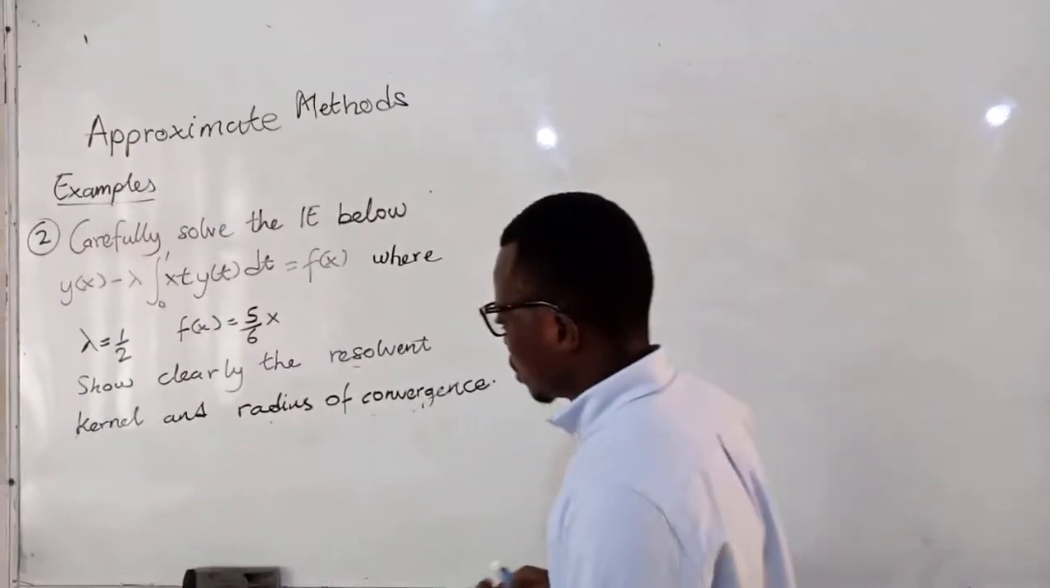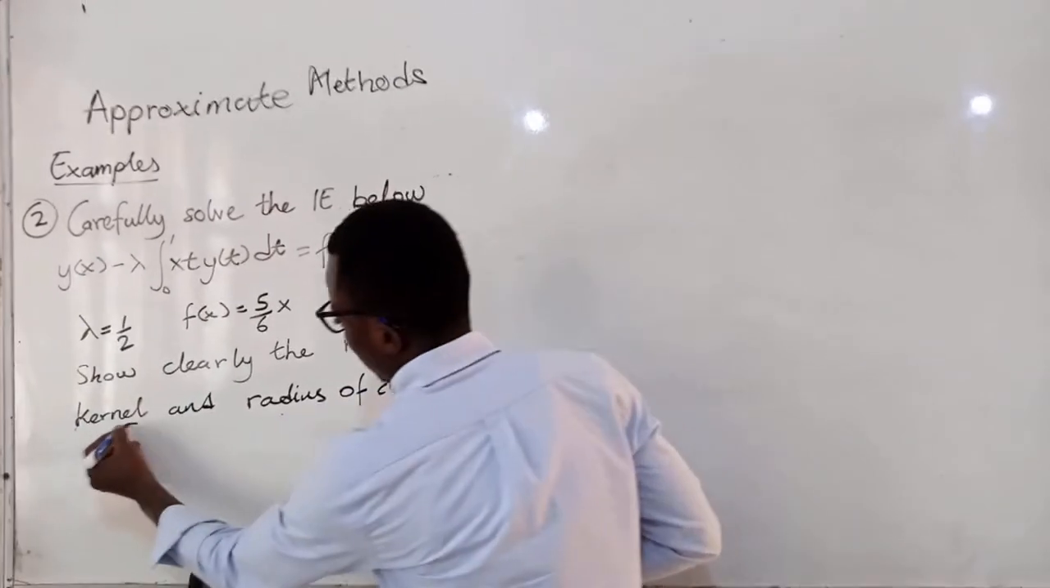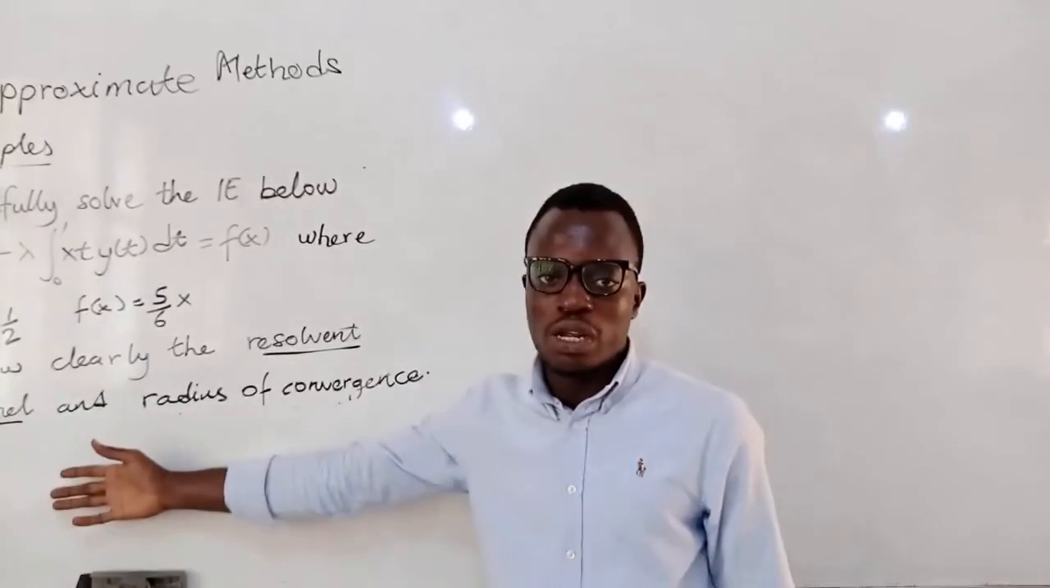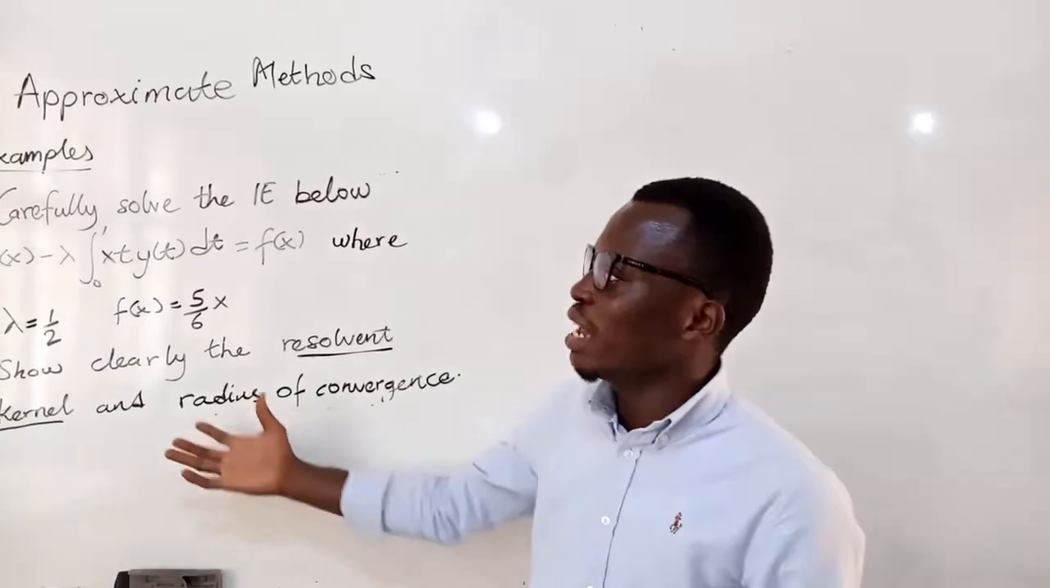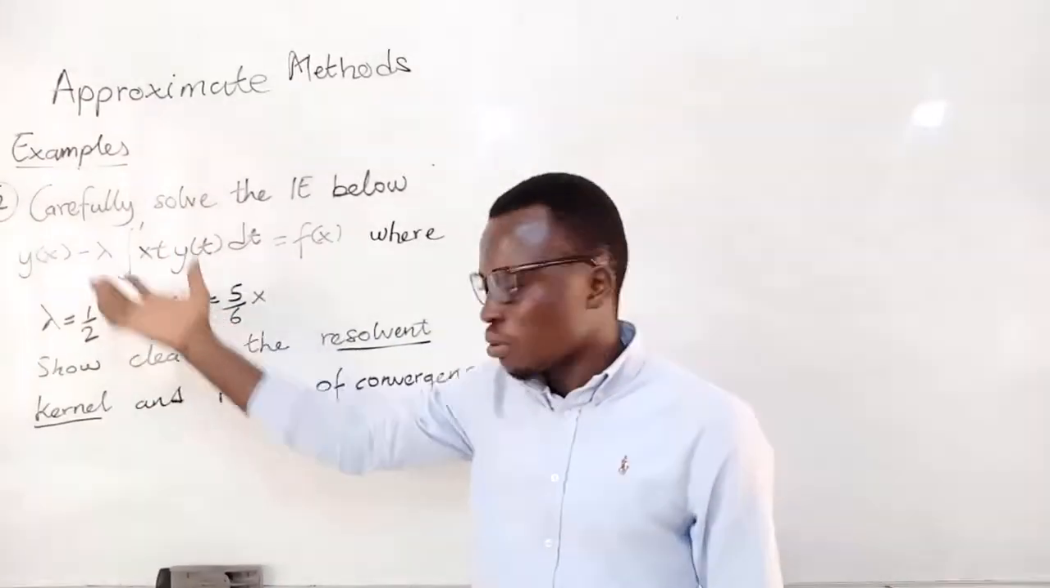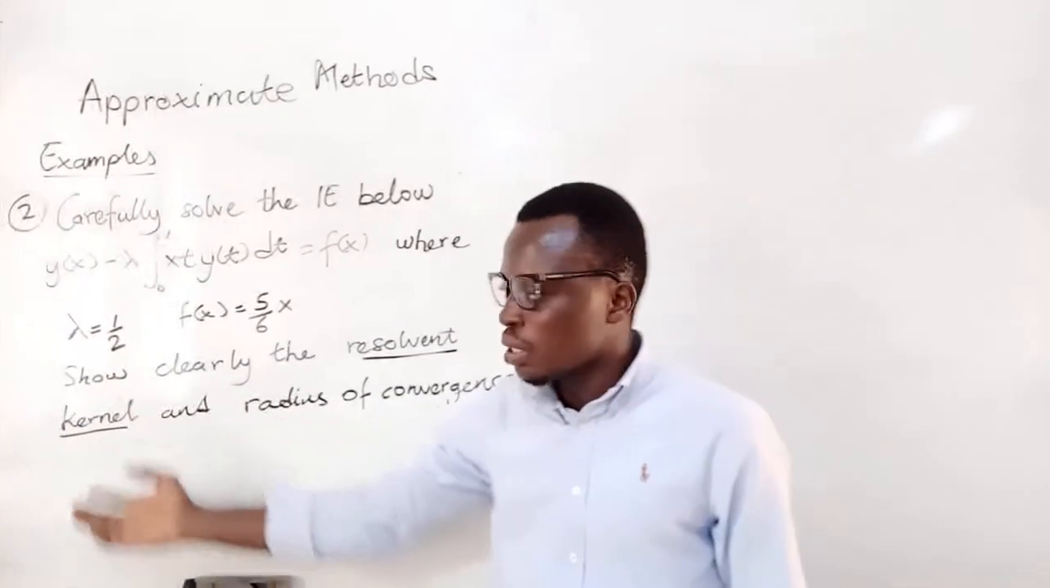The keyword here is: resultant kernel. So anytime a question says to solve for the resultant kernel, the question is trying to tell you to use the approximate method, that is, using the kernel to solve for the resultant kernel. Now let's start.